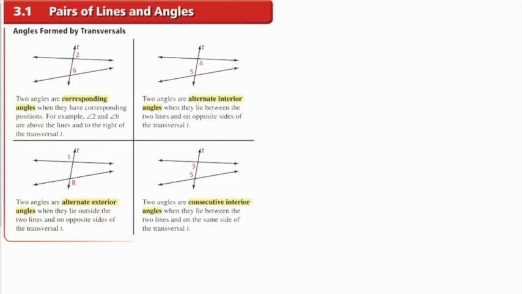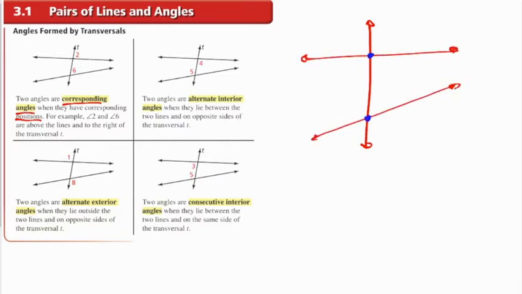The first of the angle pairs is called the corresponding angles. It says two angles are corresponding angles when they have corresponding positions. For example, angle 2 and angle 6 are above the lines and to the right of the transversal T. So I just want to work with that a little more. Our focus should be on the intersection. So up and to the right is where they have angle 2 and angle 6. Both angles are up and to the right of the intersection, so they are corresponding in their position.